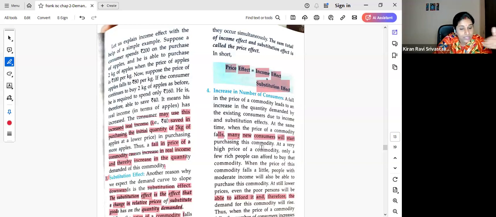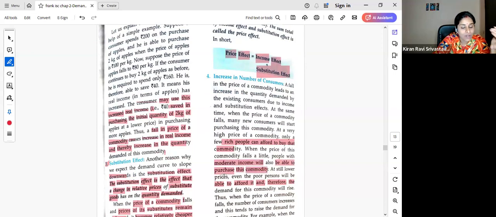So don't you think that there will be some new consumers who would also want to purchase the burgers? Yes. So many new consumers will also start purchasing this commodity. At a very high price of a commodity, only a few rich people can afford to buy that commodity. But when the price of this commodity falls a little, people with moderate income will also be able to purchase this commodity at still lower prices.